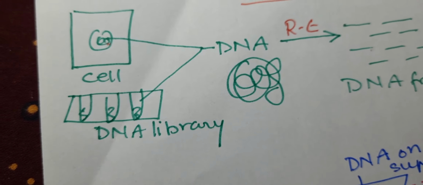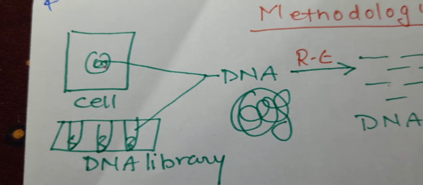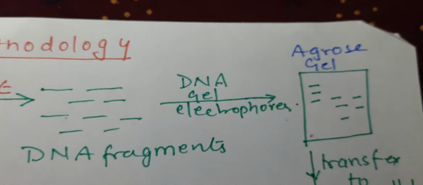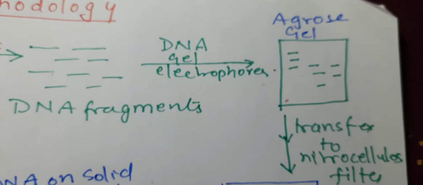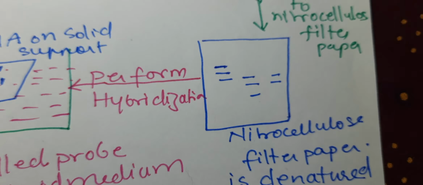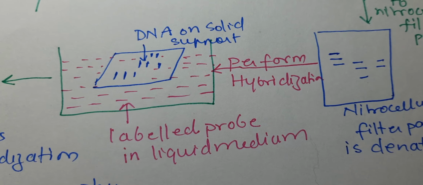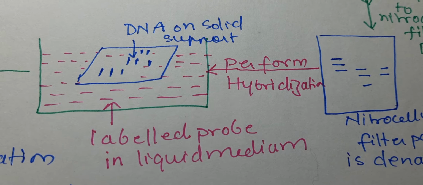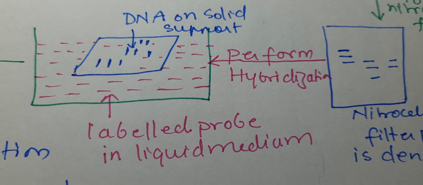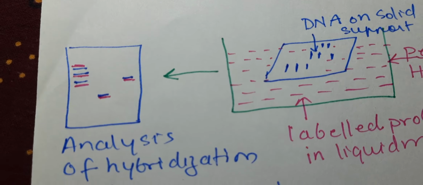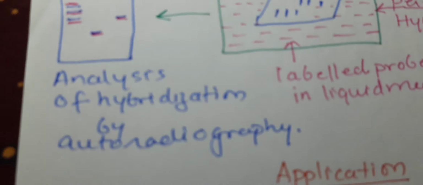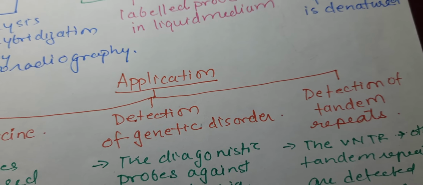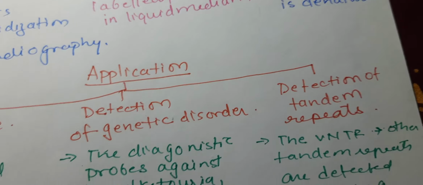So here you can see either from the DNA library or from the cell we take out the DNA and then it is treated with restriction endonuclease. We obtain DNA fragments. They are run on the gel, then transferred onto the nitrocellulose filter paper, and then hybridization is done. So DNA is on the nitrocellulose filter, whereas the labeled probe is in the liquid medium. And wherever you see the hybridization, this is detected by autoradiography. So this is how the probes help in the detection of a specific part of DNA or target DNA.